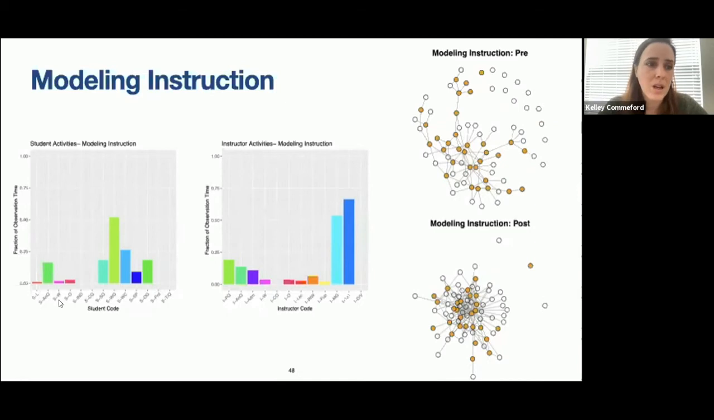about something. While our students are working on worksheet activities, they're having whole class discussions because of those whiteboard meetings, and they're doing student presentations because they're presenting their individual whiteboards. And our modeling instruction network ends up being very tightly connected because of this class-wide interaction structure.